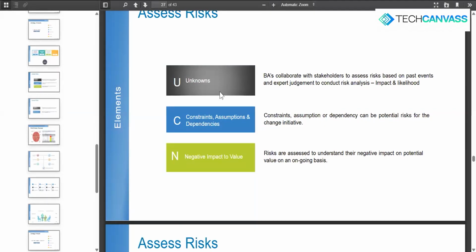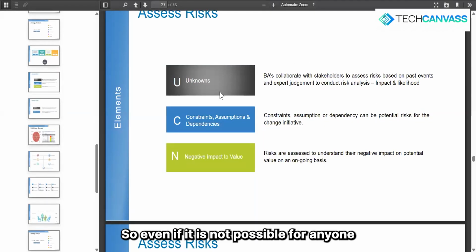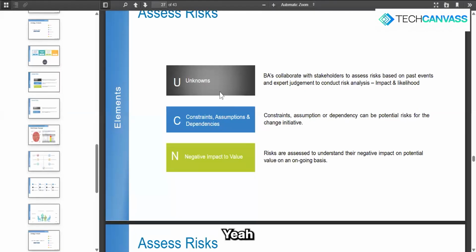First is unknowns. Even if it is not possible for anyone to know what lies in the future or what is going to occur, some kind of impact analysis can be done, maybe based on past experience, maybe based on gut feeling. Look at COVID, nobody knew the kind of impact it would create. So there will be certain unknowns, bear that in mind.